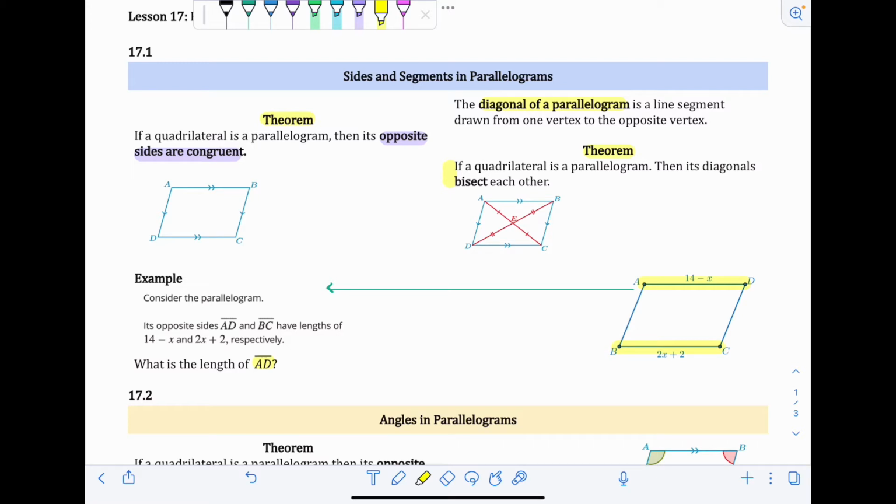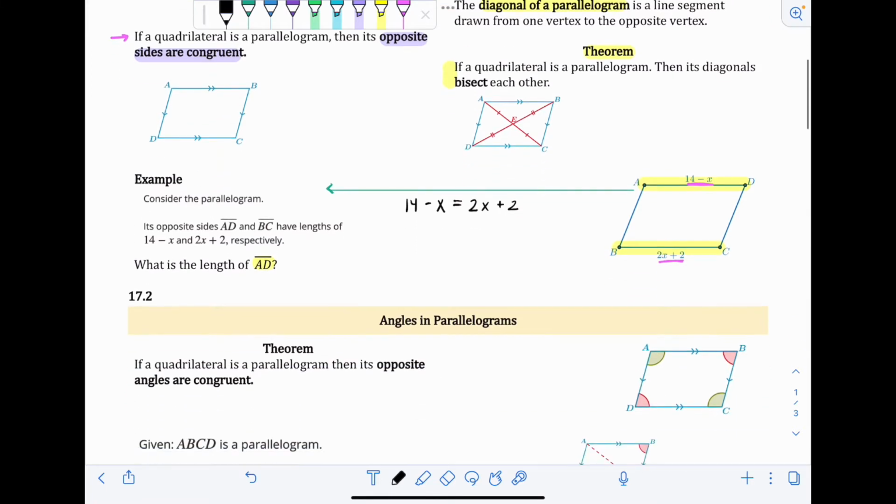If we go back up to the first theorem that we talked about, if a quadrilateral is a parallelogram, then its opposite sides are congruent. Congruent means the same length. So that means that AD and BC are the same length. We can take their expressions that go with each side and set them equal to each other to set up an equation. So we do 14 minus x equals 2x plus 2. Now I have a one variable equation that I can solve using algebra.